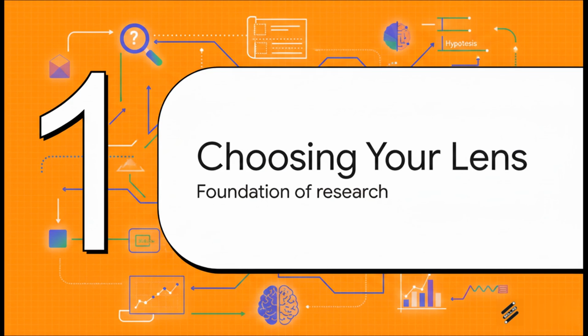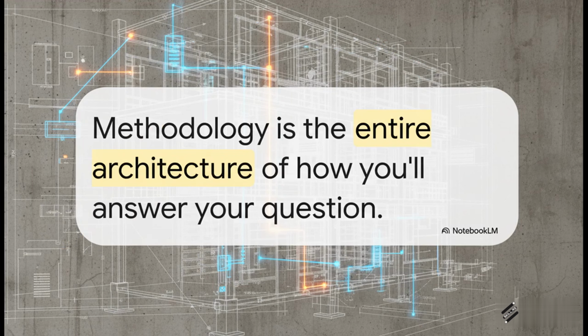Okay, part one, choosing your research lens, the absolute foundation of credible research. Here is the hard truth. A perfectly executed study with the wrong methodology dooms your research right from the start. You can have flawless, pristine data collection, but if the design doesn't match the question, your insights are going to fall completely flat. Methodology isn't just some simple toggle switch between quantitative and qualitative. It is the entire architecture of how you'll answer your question.